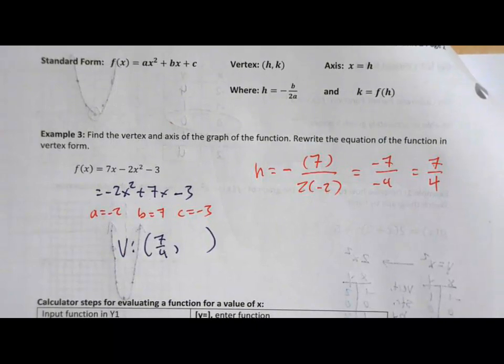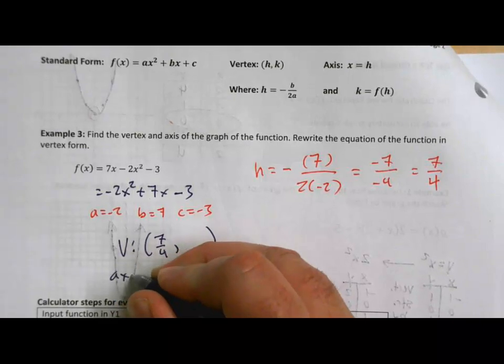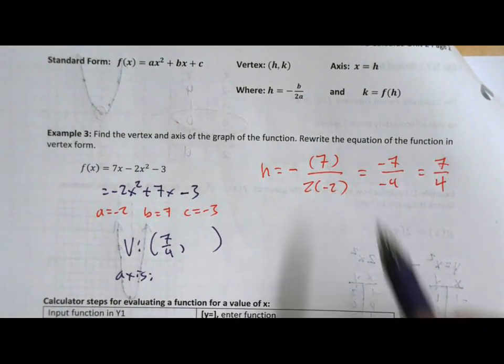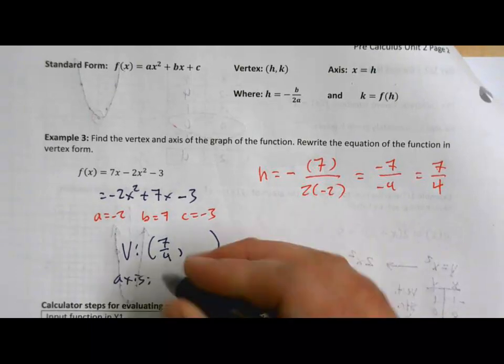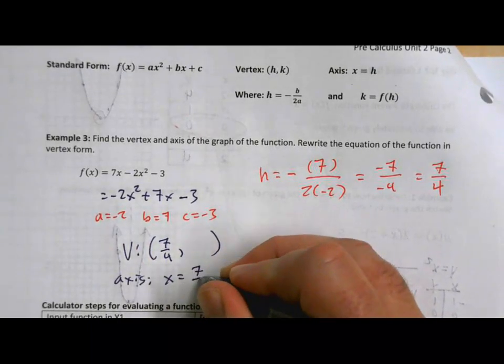What else do I know? We know the axis, right? The axis is x equals the x coordinate, so x equals 7/4.